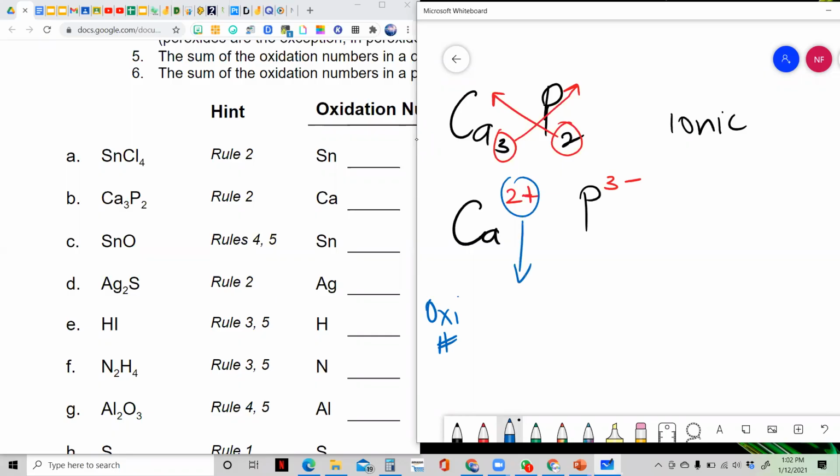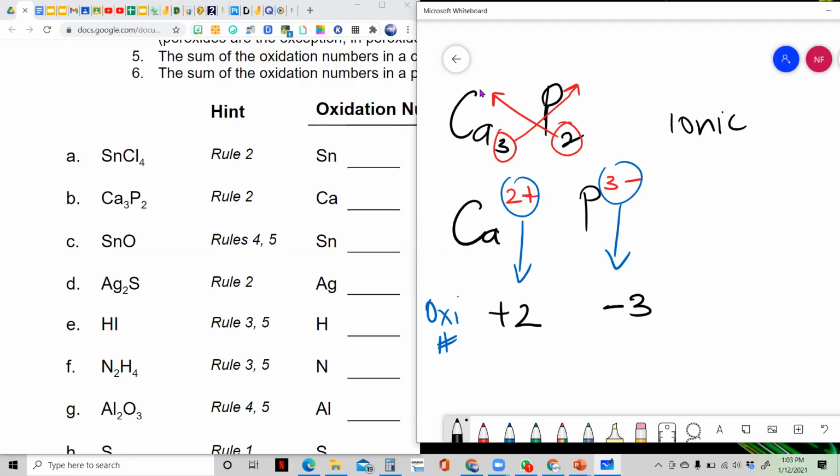Oxidation numbers are synonymous with ionic charge, and this is only for 100% ionic compounds. So my oxidation number for calcium would have been plus 2, and for phosphorus would have been minus 3.